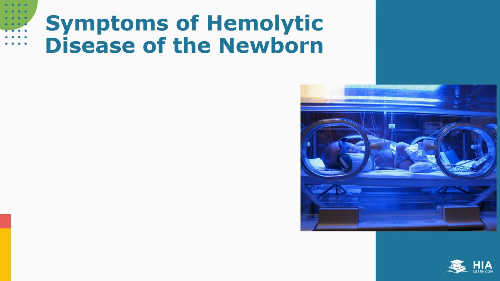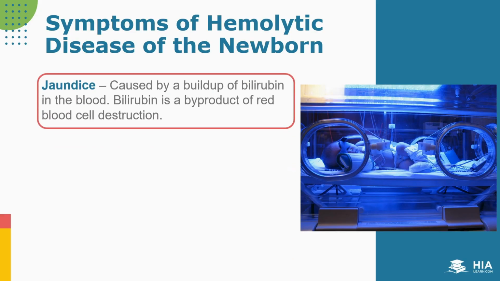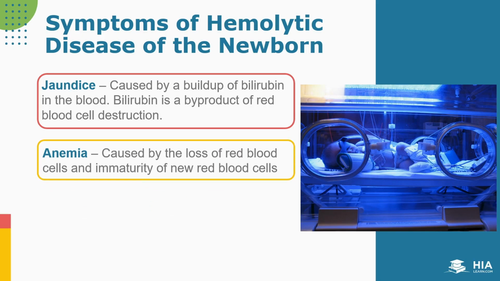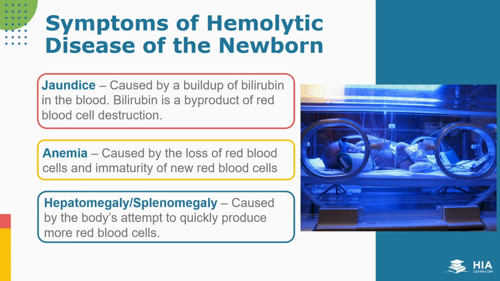There are several symptoms that may develop in a newborn suggesting the presence of hemolysis. Commonly occurring symptoms include jaundice, anemia, and hepato- or splenomegaly. Jaundice develops because the rapid destruction of red blood cells creates more bilirubin than the liver can process. The bilirubin leaks into the blood and tissues, causing yellowing of the skin and mucous membranes. Anemia is caused by the rapid loss of red blood cells, and hepato- and splenomegaly are caused by the body's attempt to quickly make new red blood cells to replace those being destroyed.